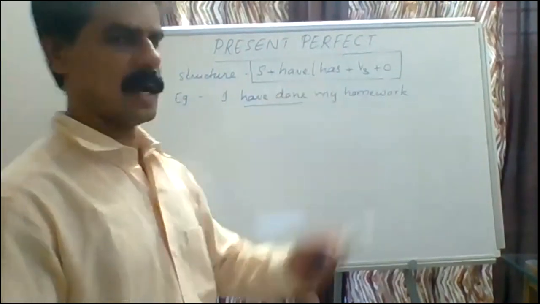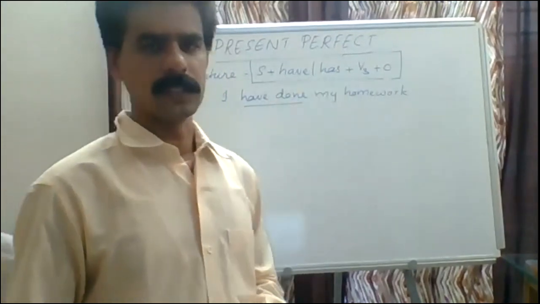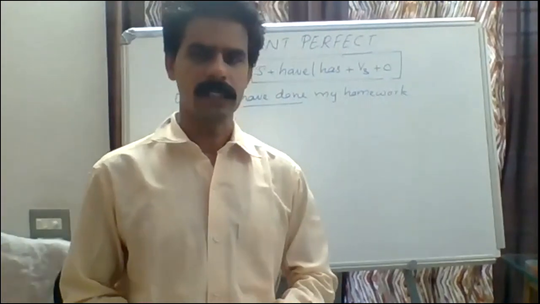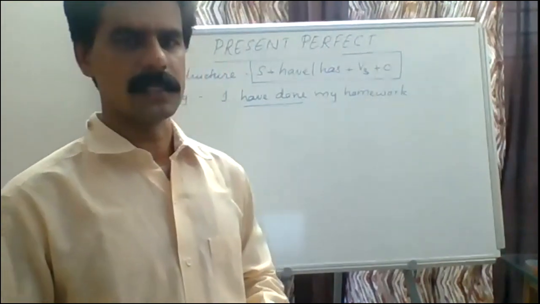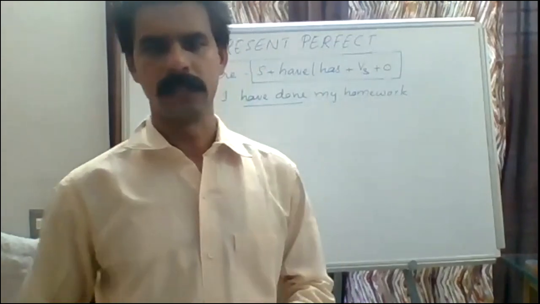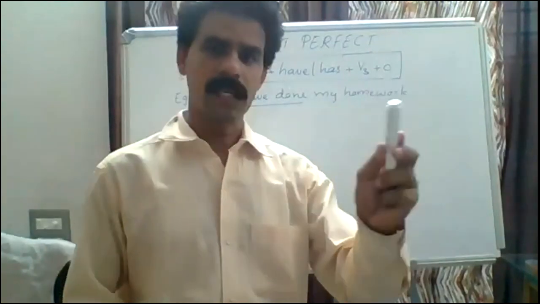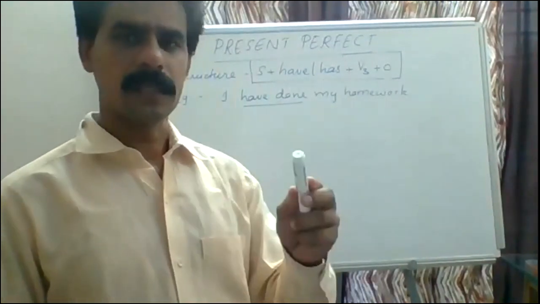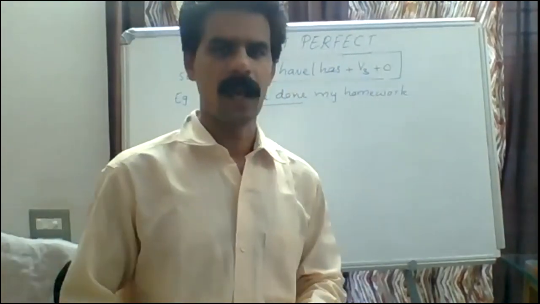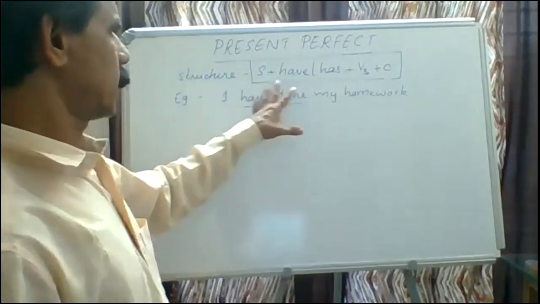So have and has, there are two helping verbs here. You can find the helping verbs. In English, as I already said, there are two tenses without a helping verb, that is simple present and simple past. In the remaining tenses, there is a helping verb. Here, we have two helping verbs, that is have and has, okay? Let us see one example.